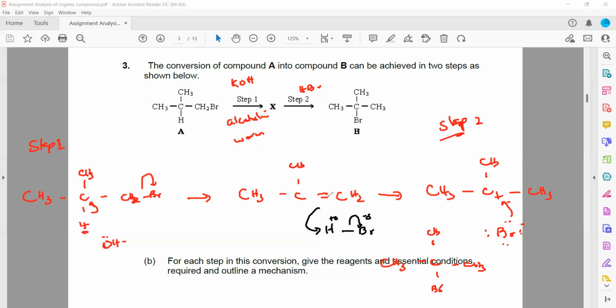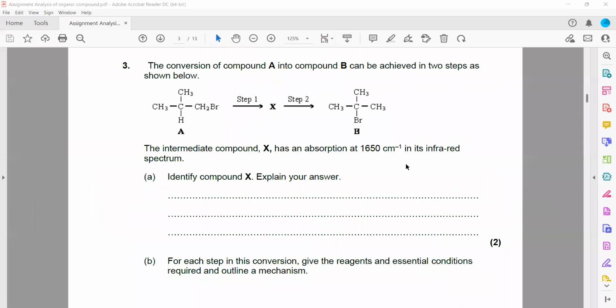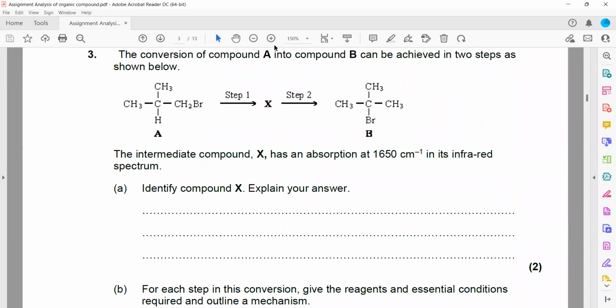Is it clear, this one? The mechanism for both the elimination as well as, so this one is addition, electrophilic, and this one is elimination. So whenever a halogenoalkane forms an alkene, this will be elimination. And when an alkene forms one product, alkene reactions are electrophilic addition reactions, as it is there in unit one.